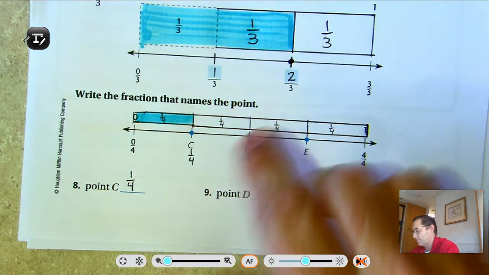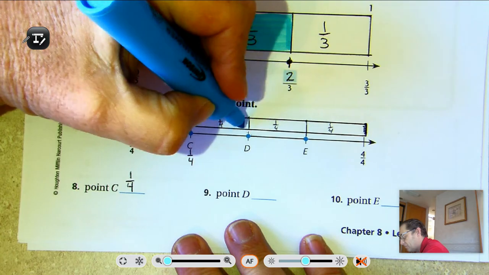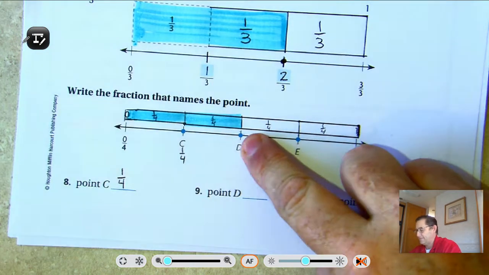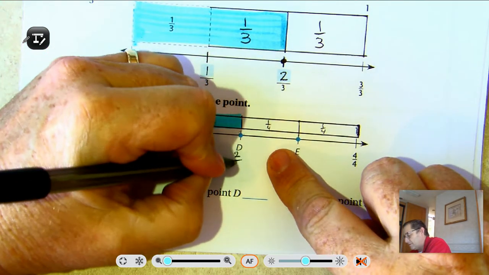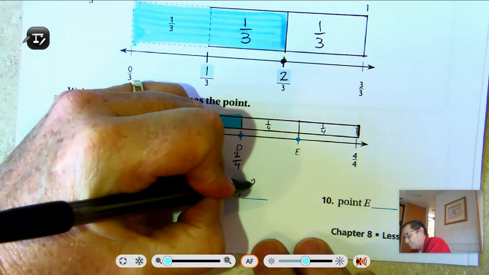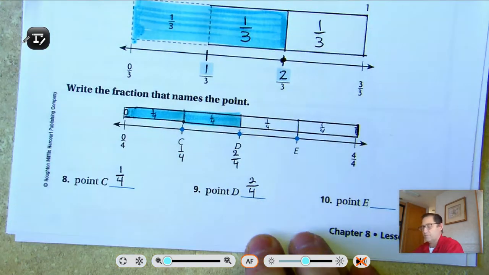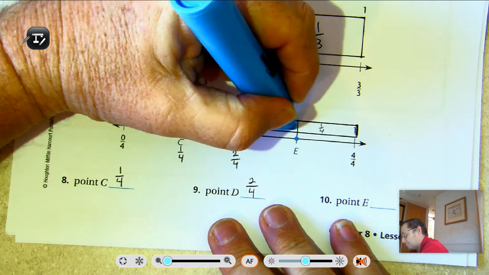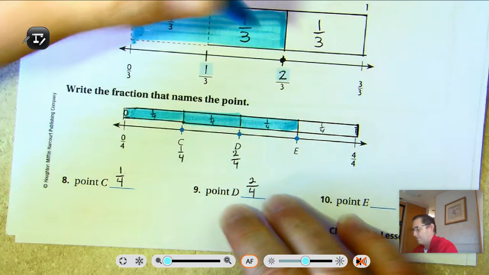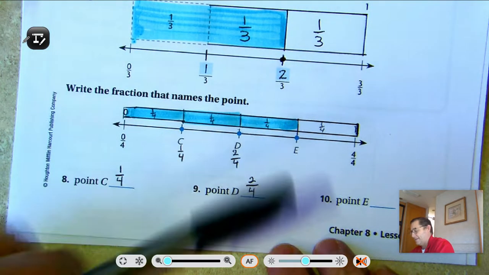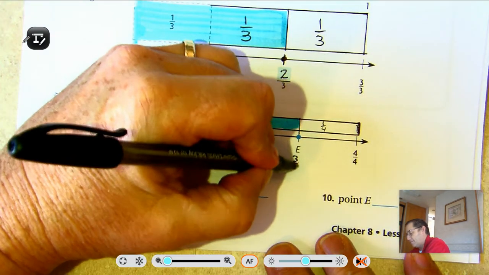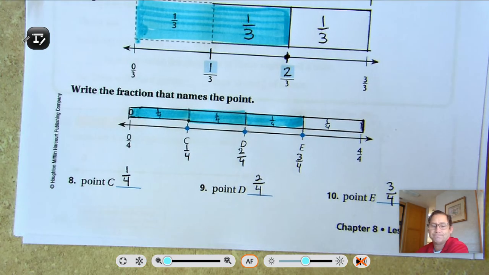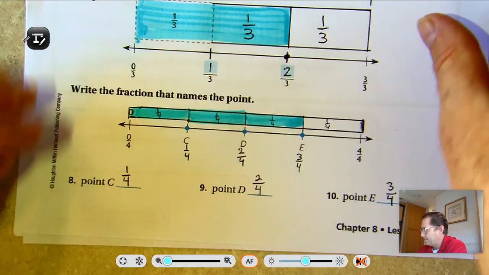Point D is at the end of the next 1/4. So point D is at 2/4. Point E is at the end of the next 1/4. And so it's at 3/4. All right, let's go to page 340.